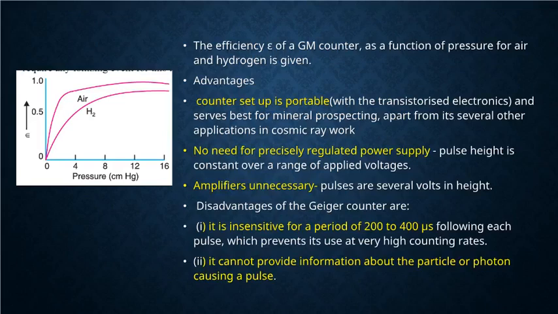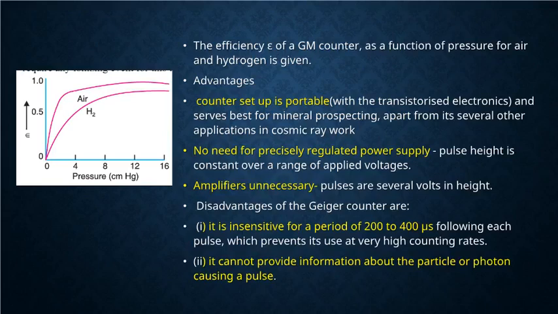As we already know from the voltage characteristics, the pulse height remains constant over a range of voltage, mainly 1000 to 3000 volts, which we call the plateau region. So in this region, small changes in power supply do not have much effect on the reading, and this is contrary to the proportional counter, in which voltage has a proportional effect. Hence in the Geiger-Müller counter, we don't need a regulated power supply. Also, the pulses are several volts in height, which makes amplifiers unnecessary. All these are advantages of the GM counter over the other counters we discussed so far.